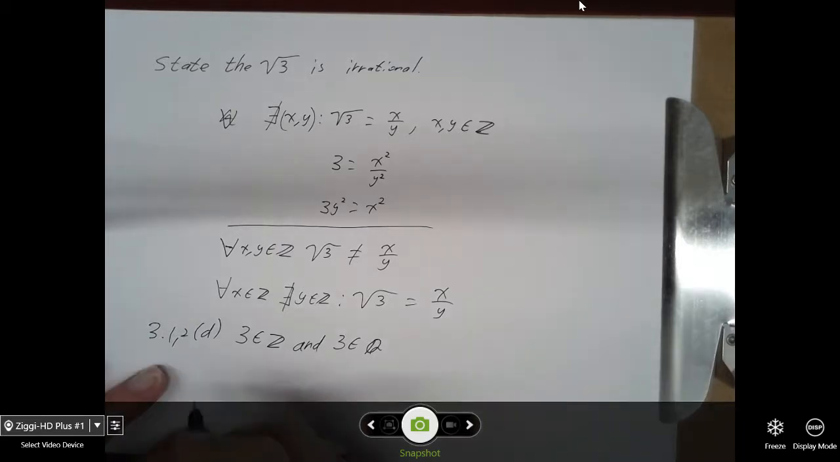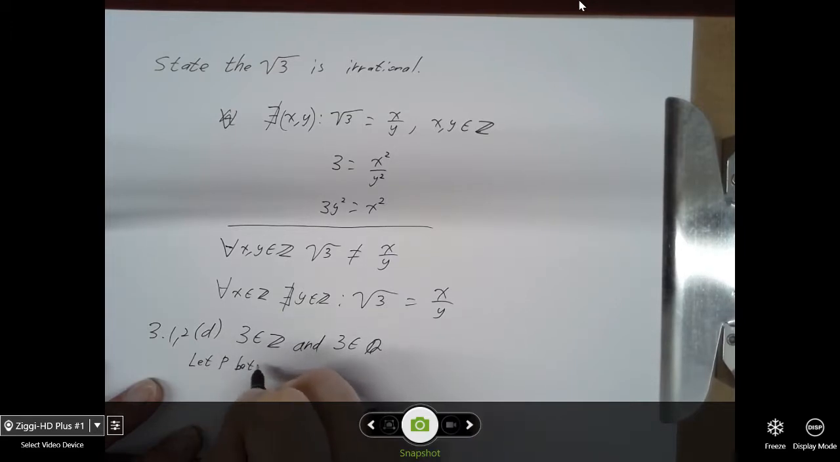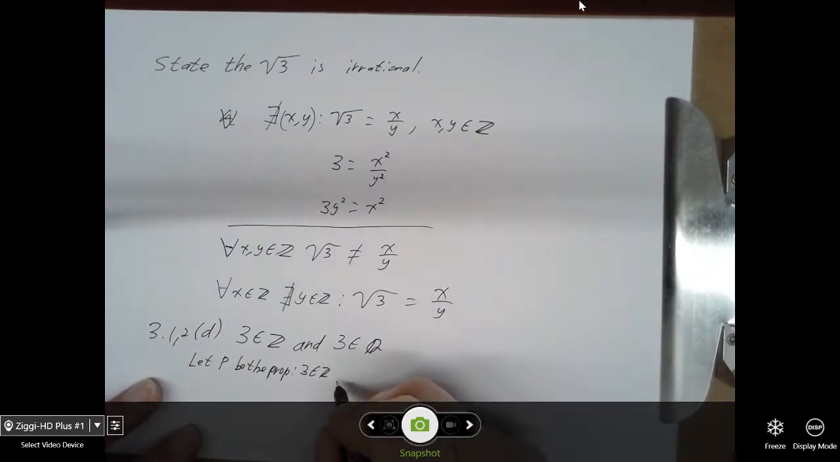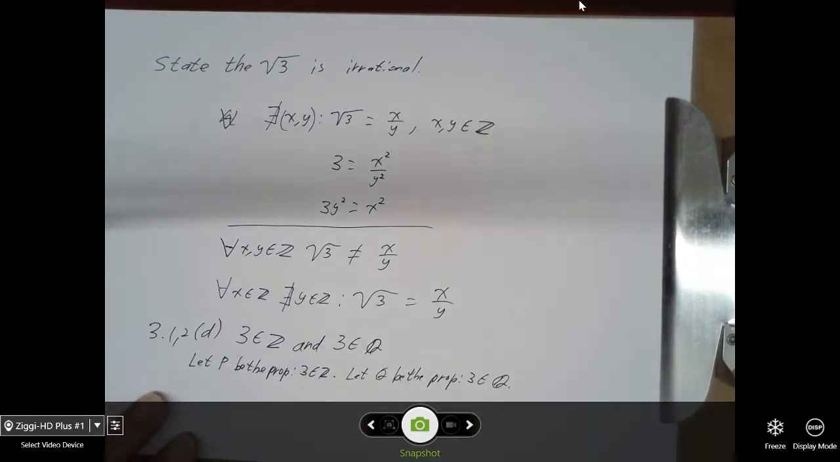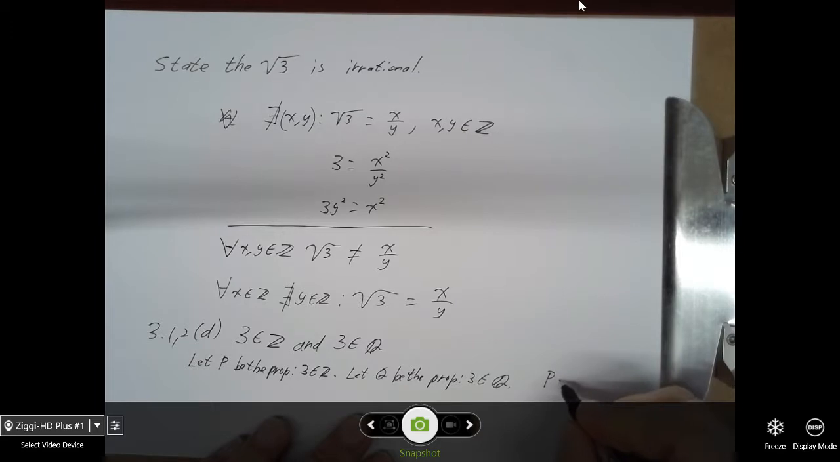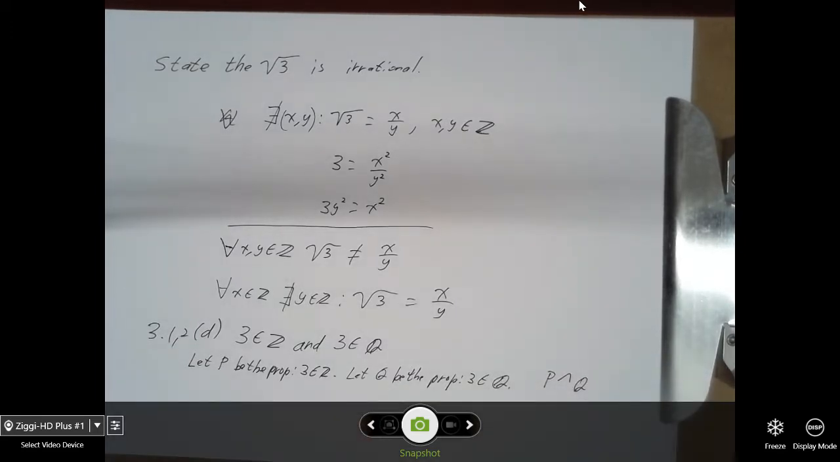So you could do something like, let P be the proposition 3 is in Z, and let Q be the proposition that 3 is an element of the rationals. And then this compound proposition is just P and Q. So nothing too heavy going on there.